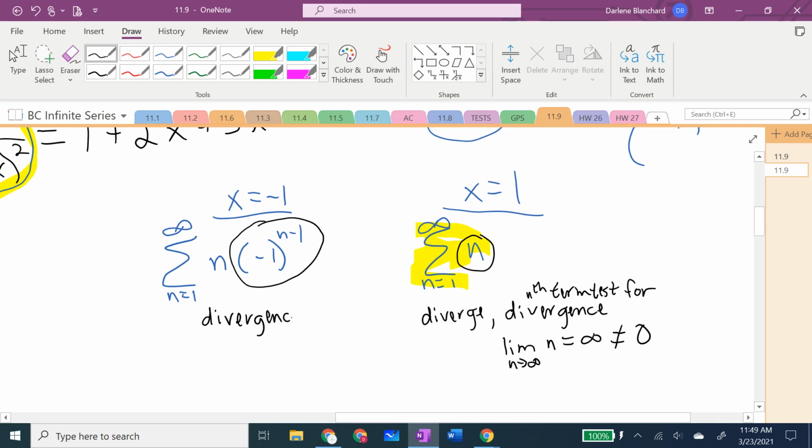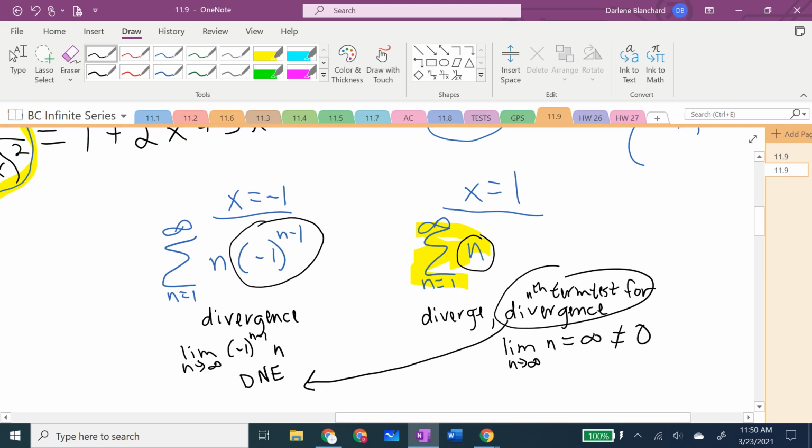With that one, you would just say the limit as n approaches infinity of, and I'm changing the order of multiplication, that's fine, that this is a limit that just does not exist. If it does not exist, then it diverges by the nth term test for divergence. And I'm just going to say here too, the ditto.